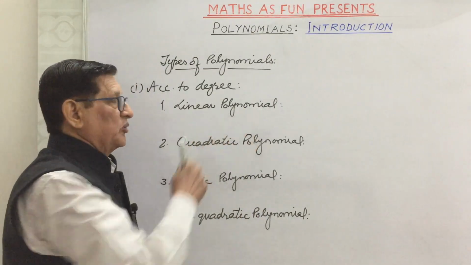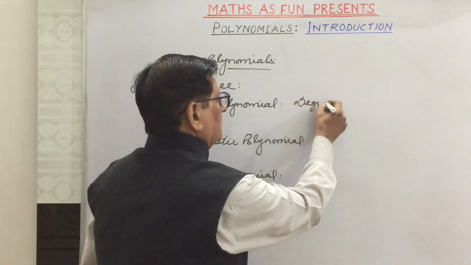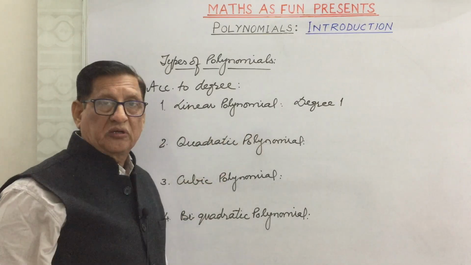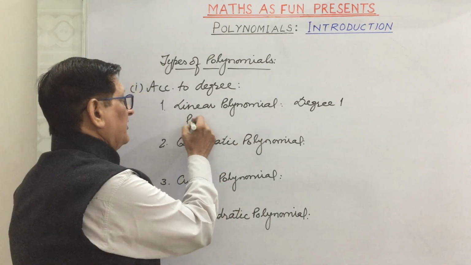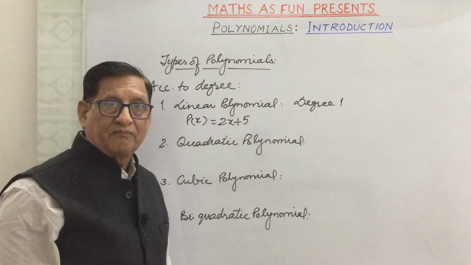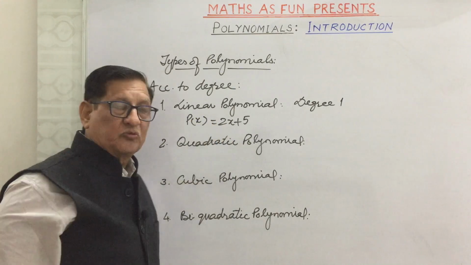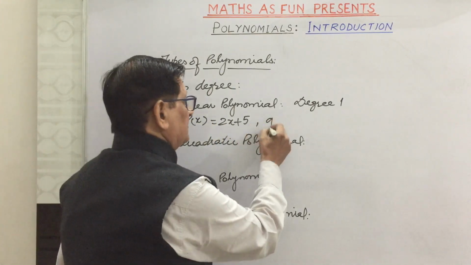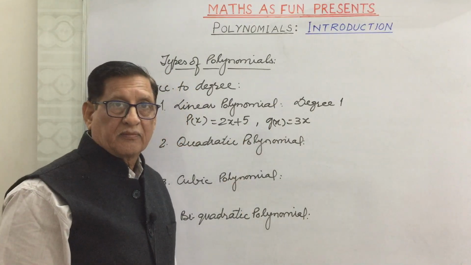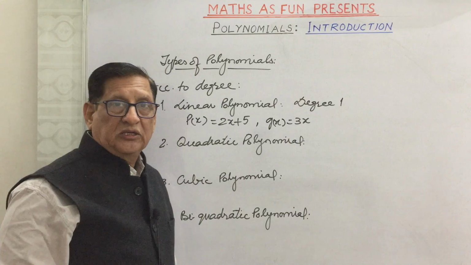What is a linear polynomial? Any polynomial of degree 1 is known as the linear polynomial. For example, we have p(x) is equal to 2x plus 5. This is a linear polynomial because the highest power of x is 1. We have another g(x) is equal to 3x. This is also a linear polynomial.